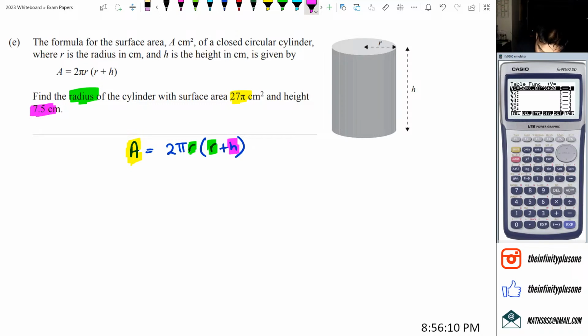All right, so what we've got here is area is 27 pi equals 2 pi. Now the radius, we don't know what it is, so we're just going to leave it as an r. And we've got an r plus the height, which is actually 7.5.